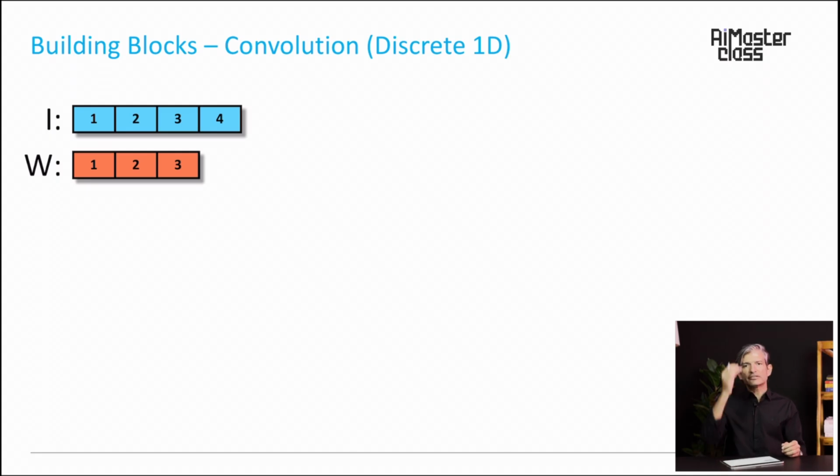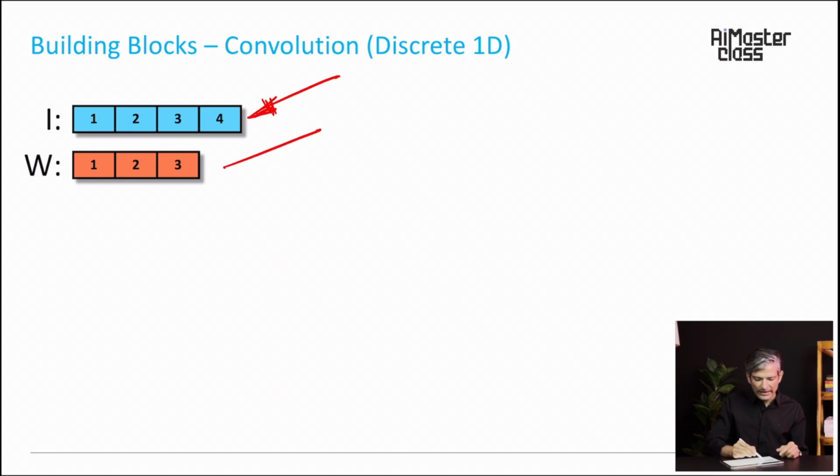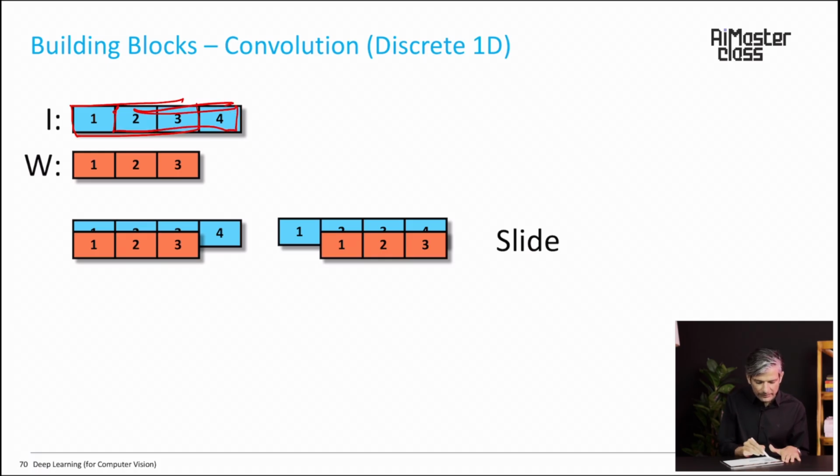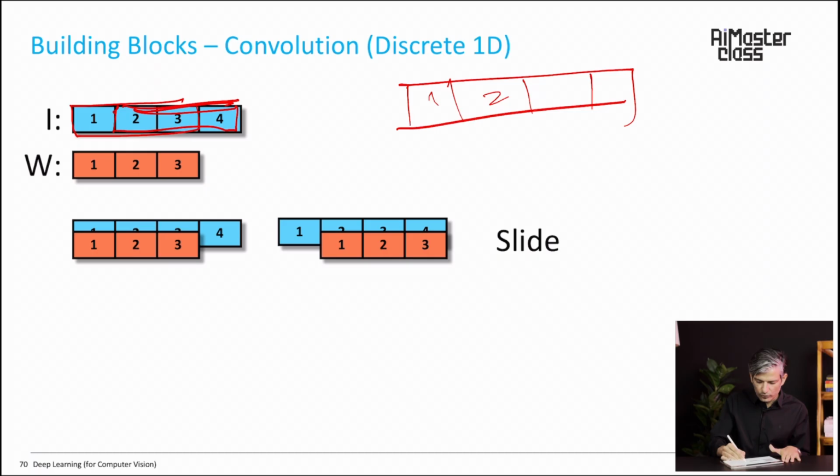Let's simplify and look at convolution in 1D. Let's say our image has these 4 numbers, 1, 2, 3, 4. These are 4 pixels, and let's say the kernel, the weights, is this 3-dimensional vector. What we want to do is convolution. All we have to do is this sliding. We first overlap the kernel with the first part, then we slide it a little bit, and then we simply do the dot product. So again, I'm drawing it here: 1, 2, 3, and 4.